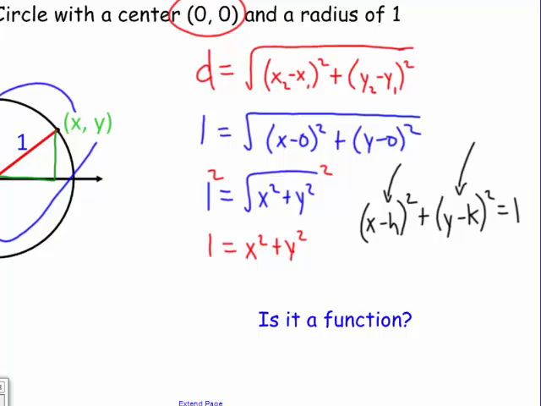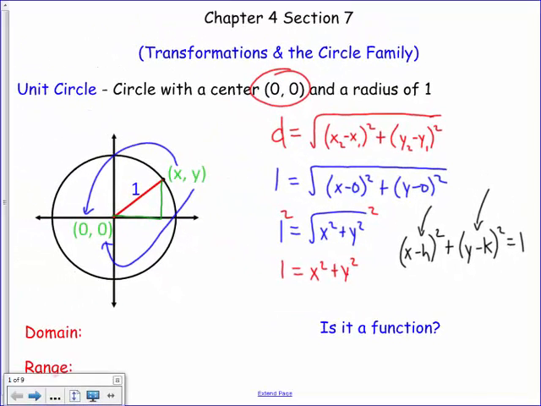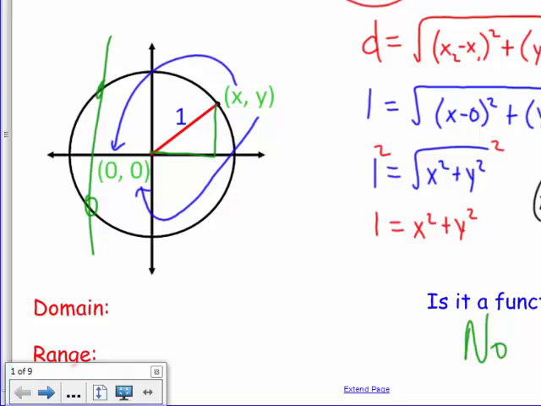And then let's just talk here. Is this a function? Well, if I do the vertical line test, I cross it twice. So it is not a function. And what's the domain and range? Ooh, that's kind of tricky. The domain of this guy would be, well, use your radius. This point looks like -1, 0. This point is 0, 1. This point is 1, 0. And then we got 0, -1.